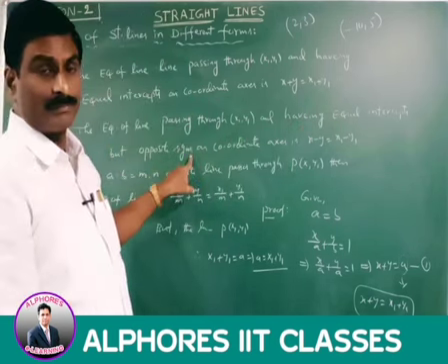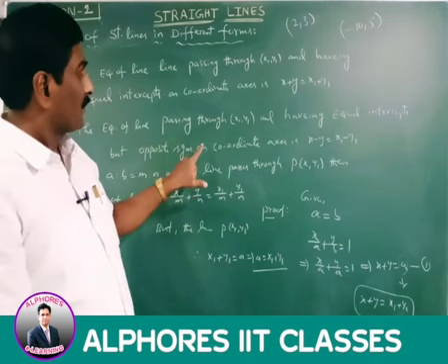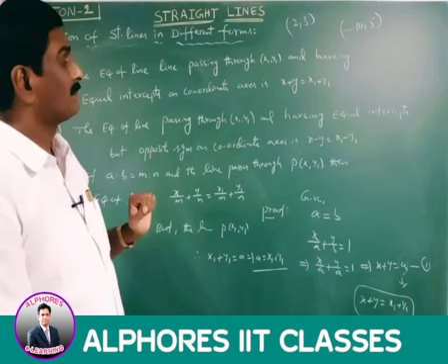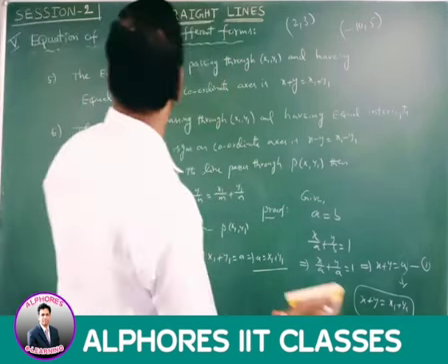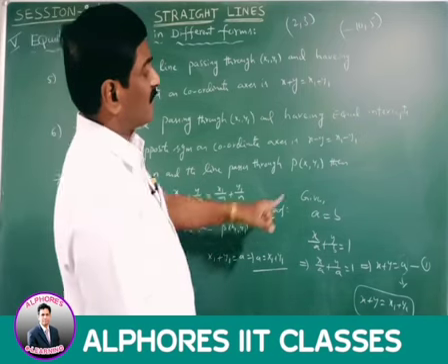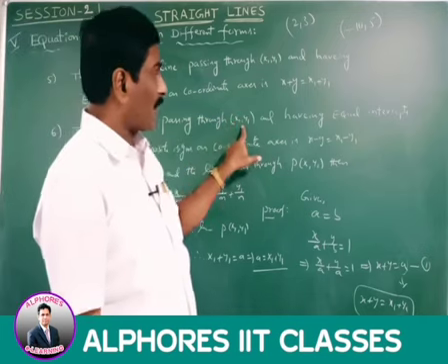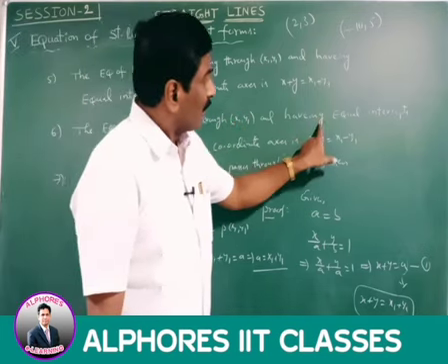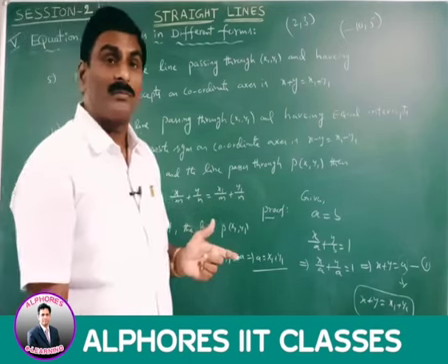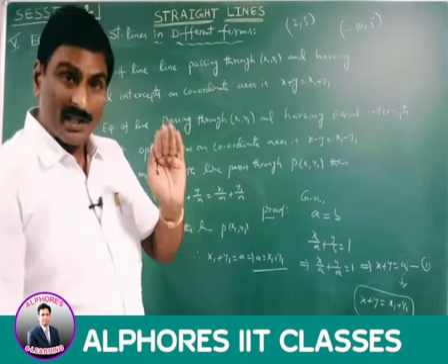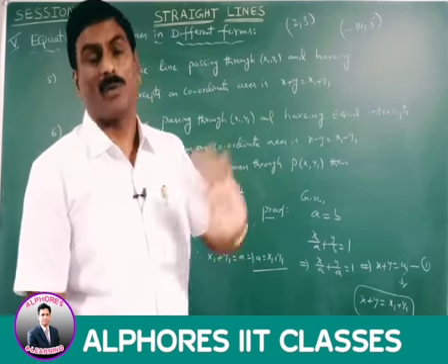In the same way, the equation of the line passing through (x1, y1) and having equal intercepts but opposite sign on the coordinate axes is x minus y is equal to x1 minus y1. Please observe this value. In this case, the line passes through the point (x1, y1) with equal intercepts on the coordinate axes but opposite signs. What is the meaning of that? Suppose the quantity is 2. The x-intercept is 2. What is the y-intercept? Minus 2. Equal quantity but opposite sign.